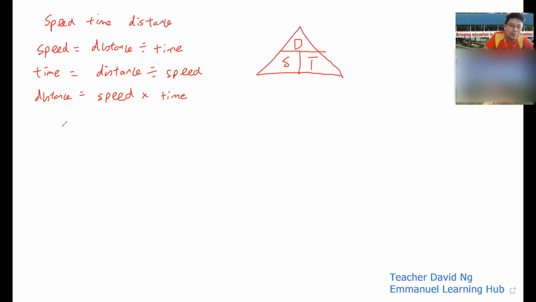Another way is using units to remember. Speed is kilometer per hour, or meter per second. Kilometer is the unit for distance, and hour is the unit for time. Therefore, speed is distance divided by time. Can you remember?